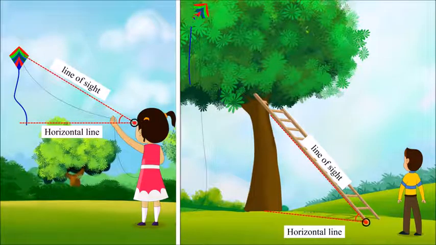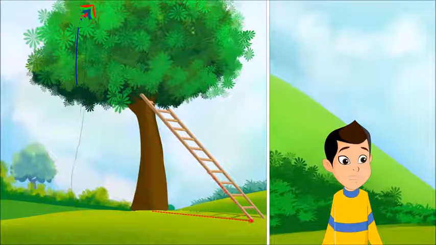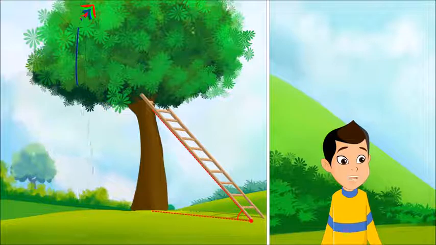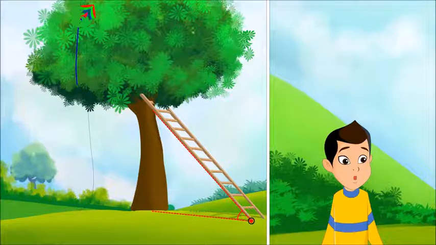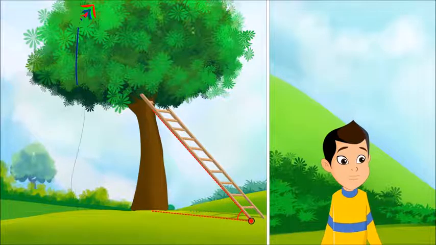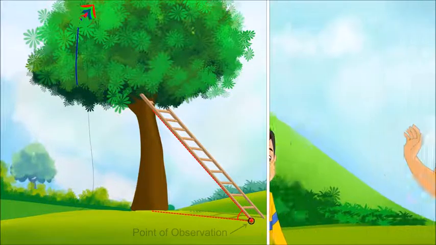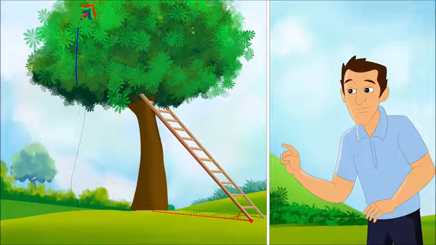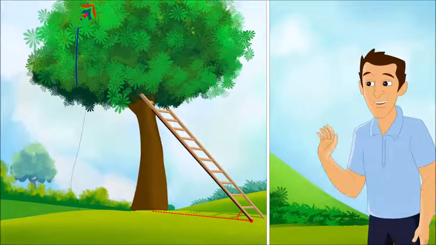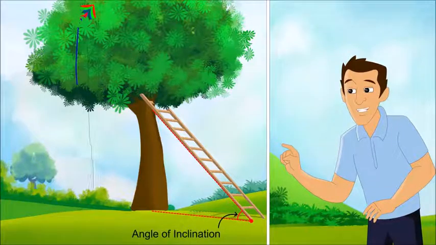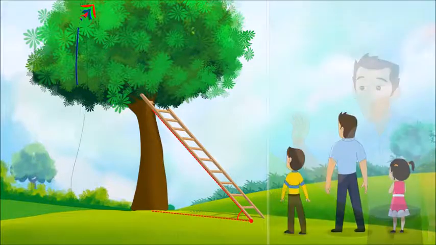The vertex of angle is called an observation point. Here, the angle formed between the ladder and the ground is called the angle of elevation, and the point of contact with the ground is called the point of observation. Very good. As the ladder is inclined with the tree, it is also called an angle of inclination.